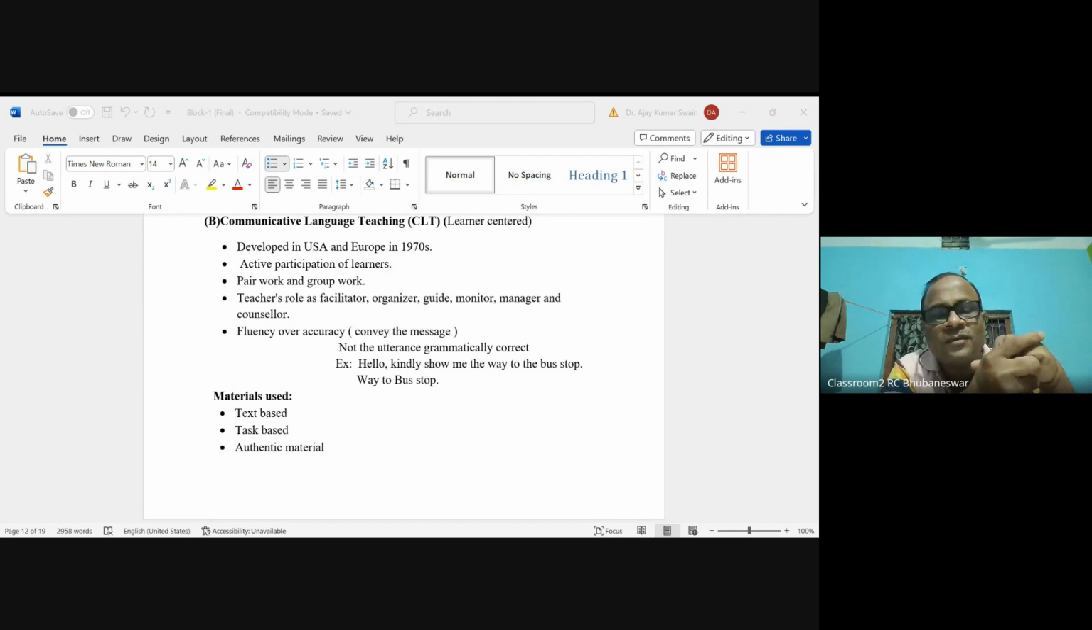Authentic materials, if there is a snake, so picture should be real like a snake or model should be real like a snake. As per text and task, material should be prepared and used inside the classroom. Otherwise, it will make puzzle of the learners.